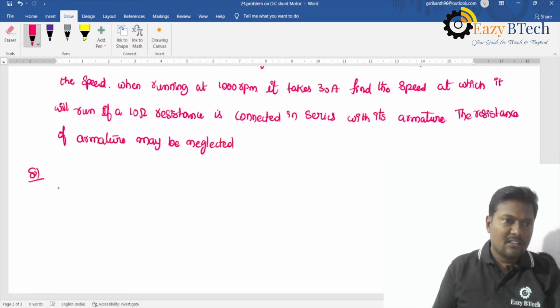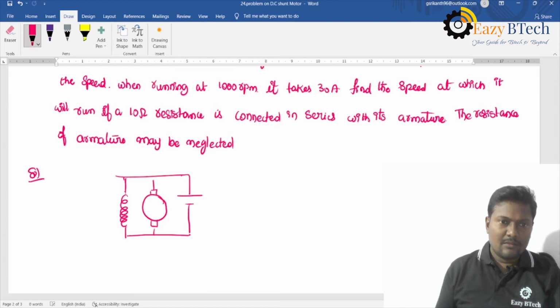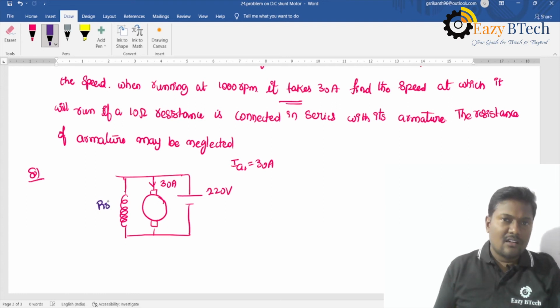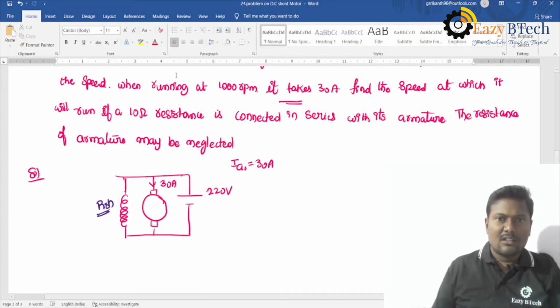First of all, I am drawing the diagram. The supply voltage is 220 volts, and it takes 30 amperes. That means Ia1, the armature current, is 30 amperes. So Ia1 is equal to 30 amperes. And this is RSH. What is the RSH value?